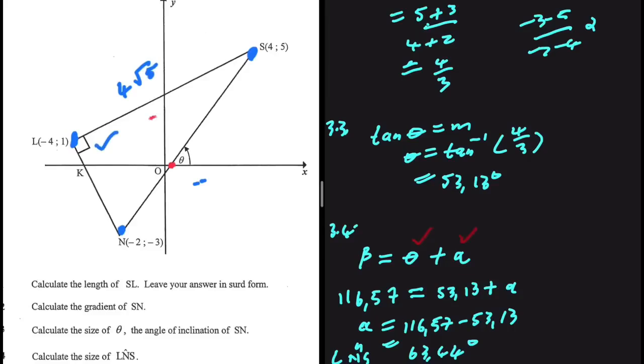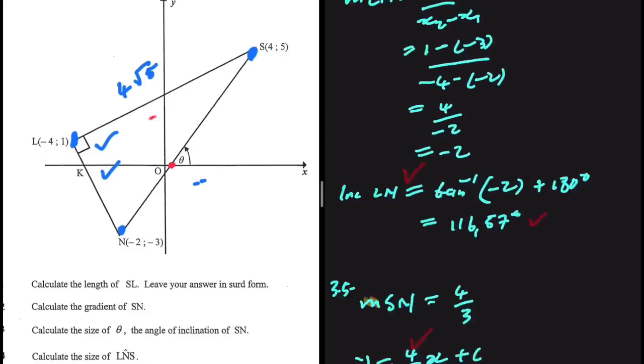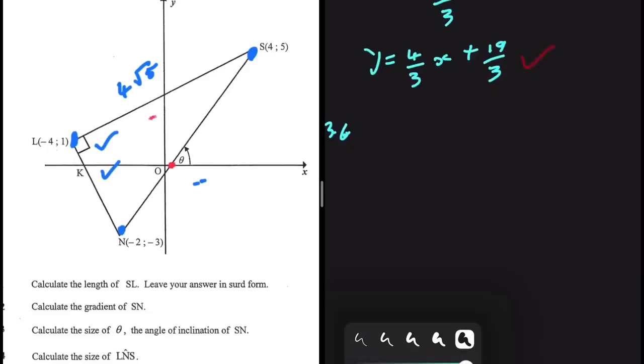So if I find the length of LN, I can easily find the area of triangle LSN because I'll just use half base multiplied by height. So let me go ahead and use that idea. SL, I've already calculated above. We have 4 square root of 5. Now I just need to calculate the length of line LN.